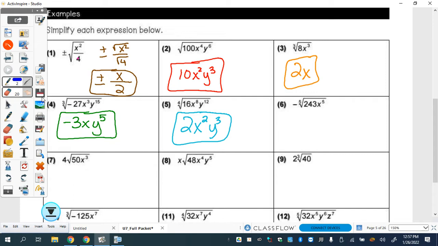All right. Which root for number 6? Fifth root, yes. Which we would get a 3. But the negative's out in front. That's okay. It doesn't do anything. It just hangs out in front. It's your little sister you brought to the store. She's still there. She doesn't go anywhere. So fifth root of 243. And then the fifth root of x to the 5th. So negative 3x.